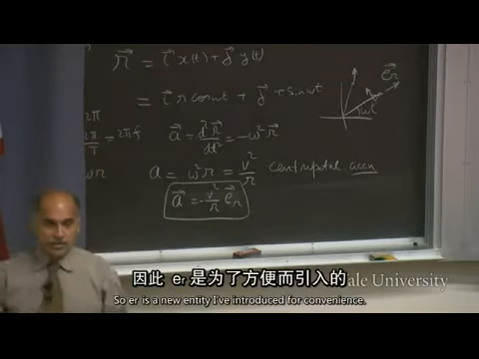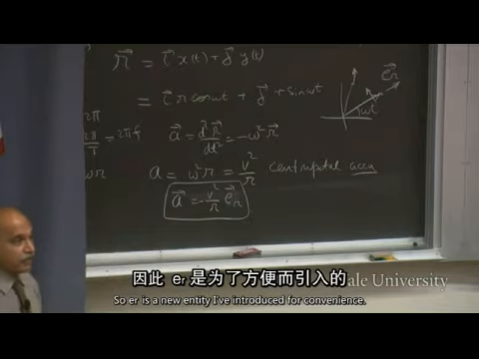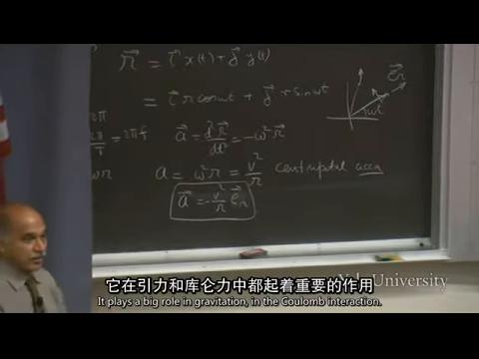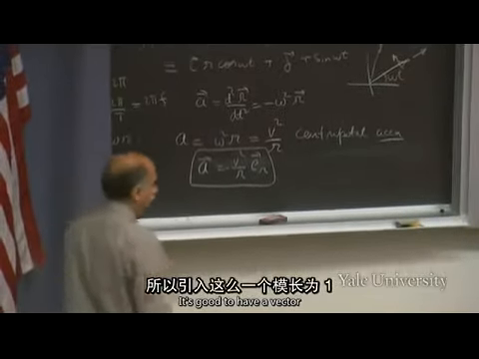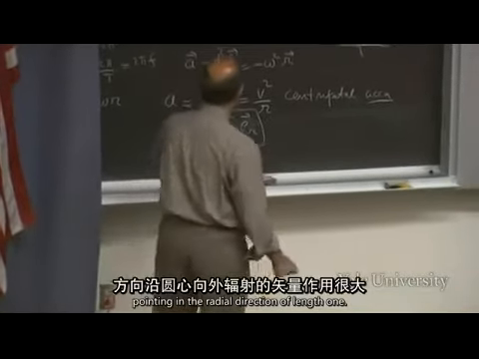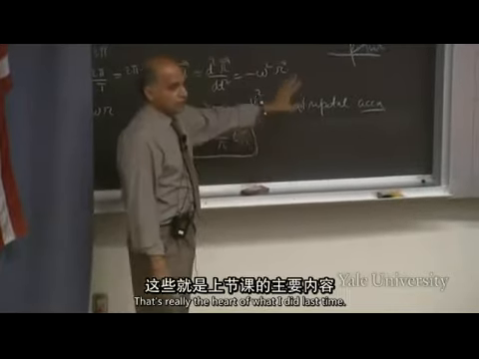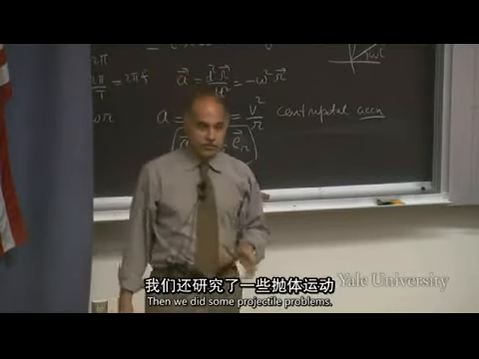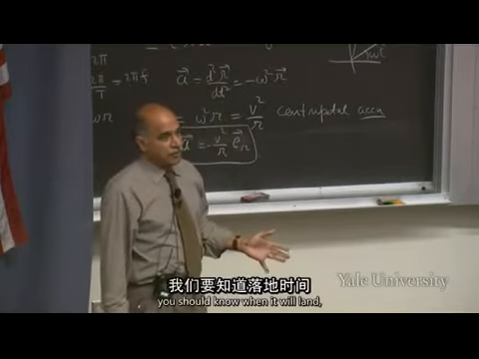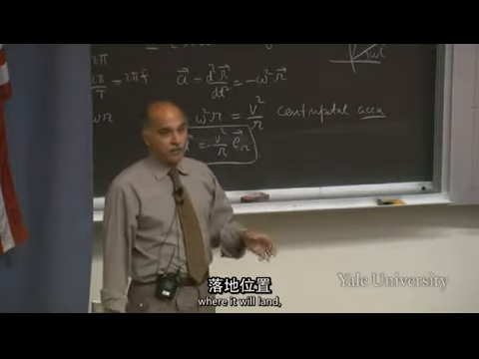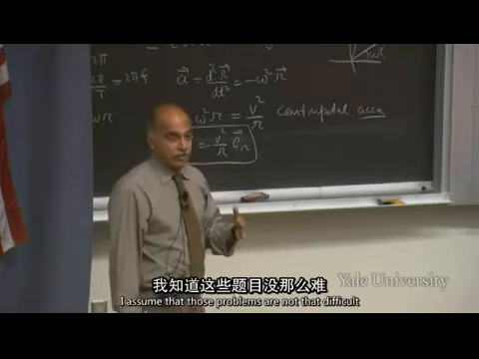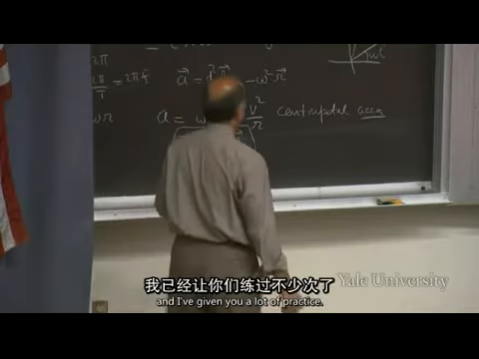So e_r is a new entity I've introduced for convenience. It plays a big role in gravitation, in the Coulomb interaction. Good to have a vector pointing in the radial direction of length 1. So that's what it is. That's really the heart of what I did last time. Then we did some projectile problems. You shoot something, you should know when it will land, where it will land, with what speed it will land, how high it will go. I assume that those problems are not that difficult, and I've given you a lot of practice.